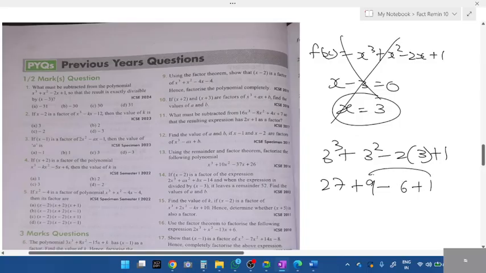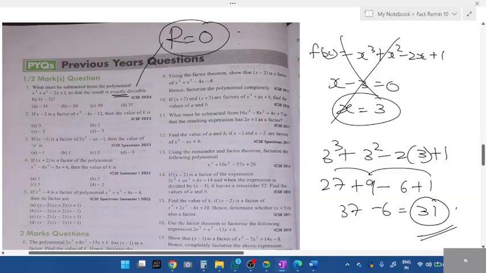First add this one. 9 plus 1 is 10. 10 plus 27 is 37. 37 minus 6 is 31. This is the remainder. We shouldn't get a remainder if it is exactly divisible. The meaning of exactly divisible is the remainder should be 0, students. So from this value, if I remove 31, our remainder would be 0. So what's the answer? Plus or minus? Plus 31. Is it clear, all of you?